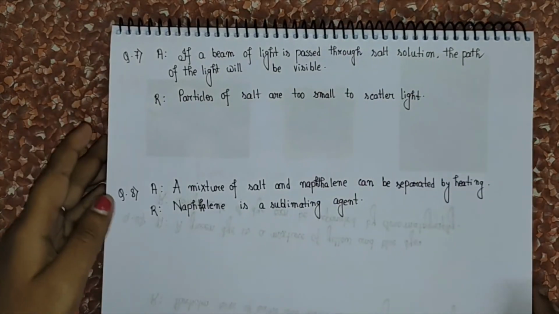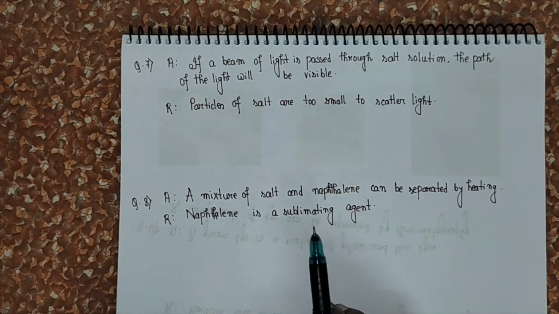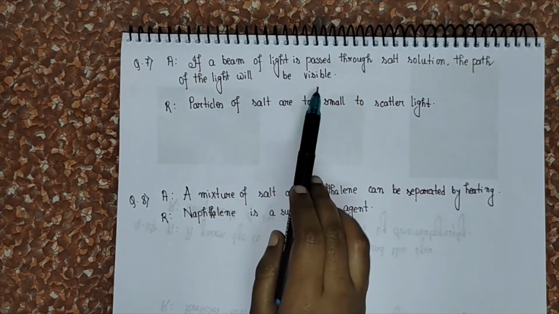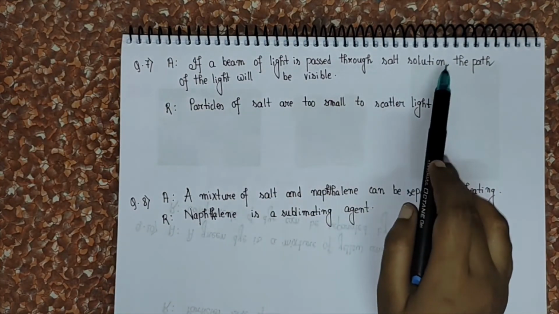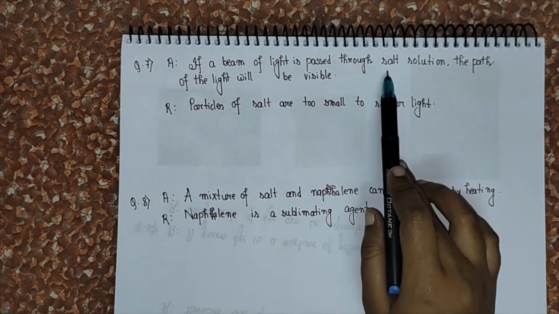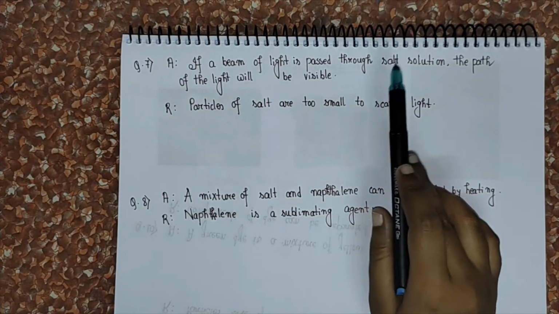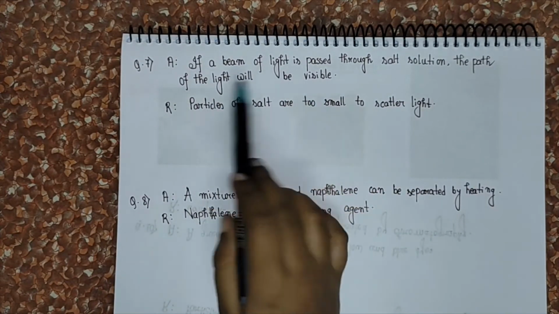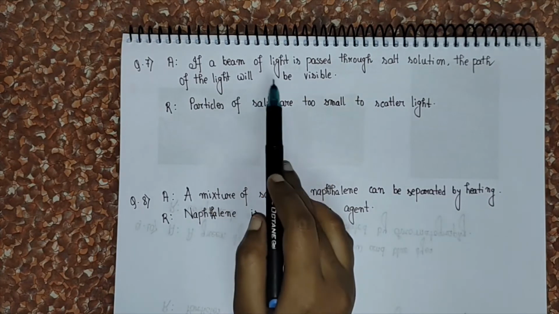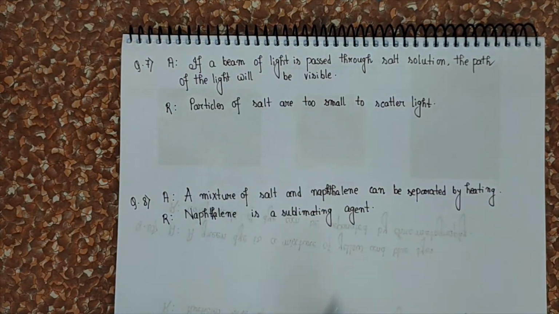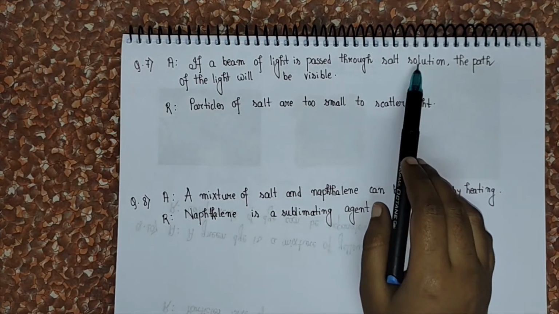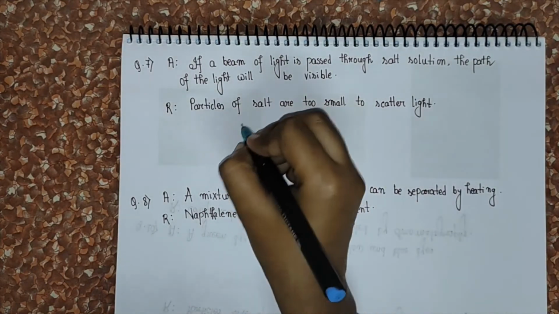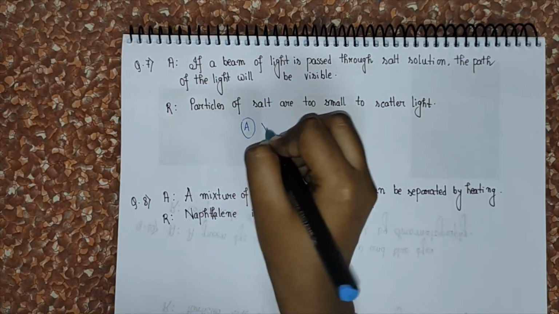Question number 7. What is given? If a beam of light is passed through a salt solution, the path of the light will be visible. Salt solution is a homogeneous mixture because salt particles will be completely soluble in water. So it is a homogeneous mixture, and the path of the light will be visible only if it exhibits the Tyndall effect. A homogeneous mixture will obviously not exhibit the Tyndall effect. Then how will you observe the path of the light? So the assertion here is incorrect.